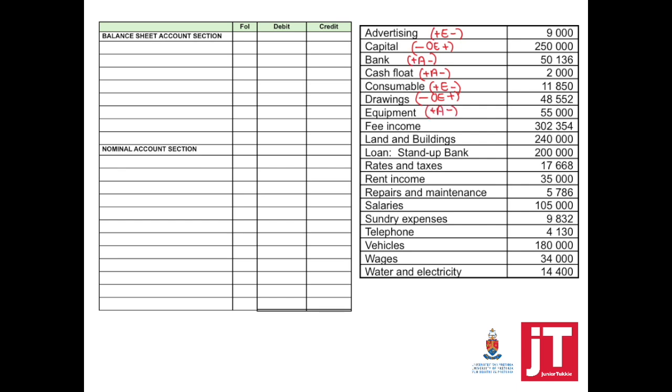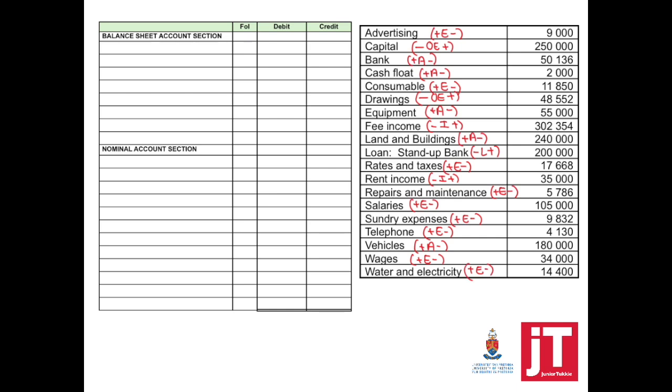Equipment, non-current asset. Fee income, income. Land and buildings, non-current asset. Loan, non-current liability. Rates and taxes, expense. Rent income, income. Repairs and maintenance, expense. Salaries, expense. Sundry expenses, expense. Telephone, expense. Vehicles, non-current asset. Wages, expense. Water and electricity, expense. So this is the first step.